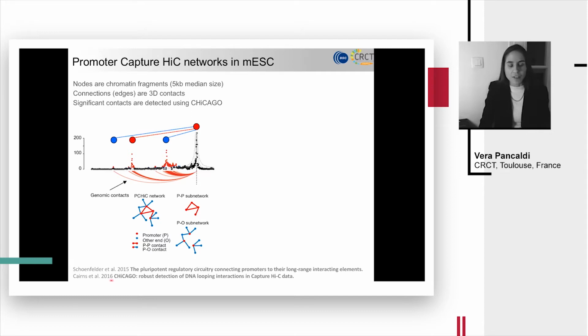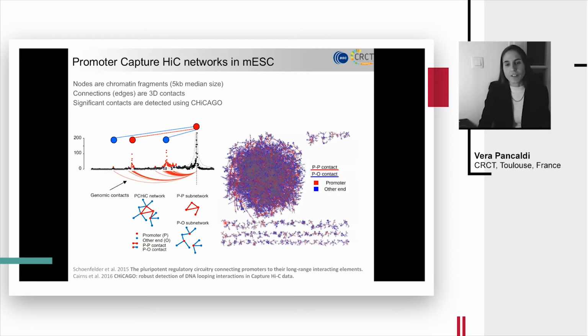And using the method Chicago that was developed some time ago by some colleagues in Abraham, you can basically identify which ones of these interactions are statistically significant. And once you have done that, you can reconstruct this P-chick network that can be decomposed into a PP subnetwork. So these are interactions between promoters, and a promoter other end subnetwork that is here represented in blue. So you can either decide to look at the whole thing together or to look at the two subnetworks separately.